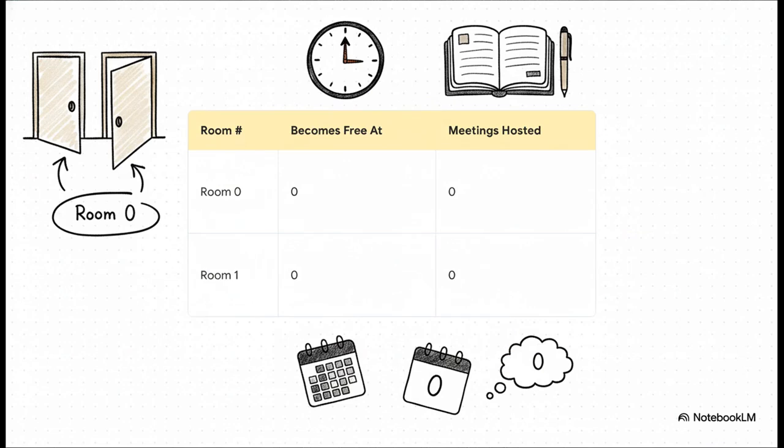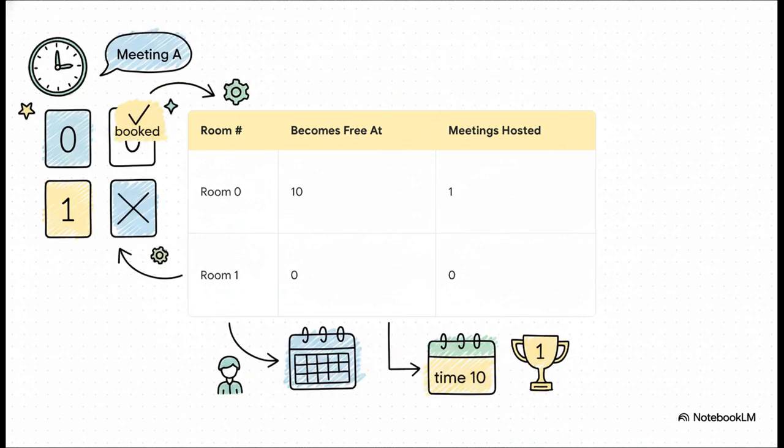And here's our workspace at the start of the day. We've got 2 rooms, and it's a completely clean slate. The logbook shows they're both available right now, at time 0, and of course, they've hosted 0 meetings. We are ready to go. First up is meeting A, which starts at time 0. The algorithm scans for a free room, and boom, room 0 is available. It gets the booking. Now watch the logbook. Room 0 is now busy until time 10, and its meeting count just ticked up to 1.